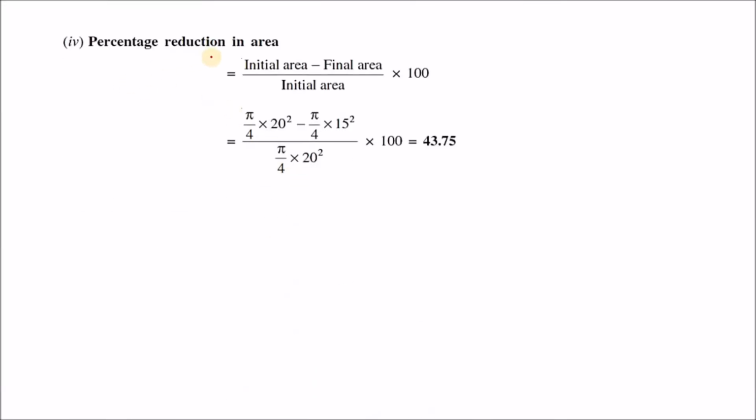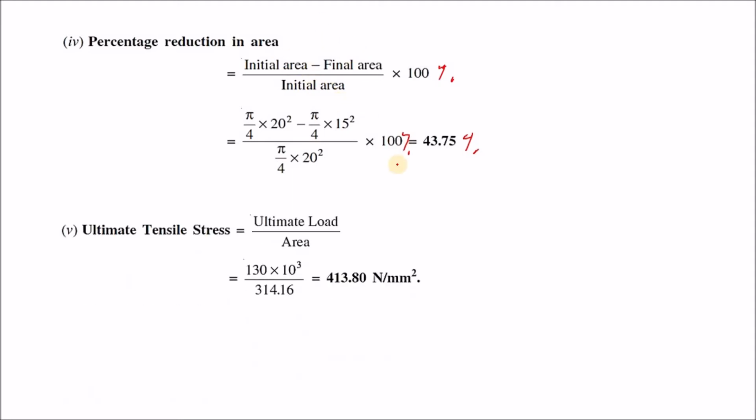Complete. Next, we need to find the percentage reduction in area. This will be in percentage, 43.75. If you use final area minus initial area, you will get the increase in area. If you are using reduction in area, at that time you write initial area minus final area. Okay, no problem. That is not a problem.